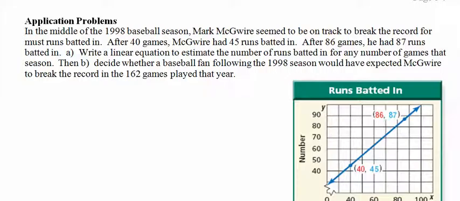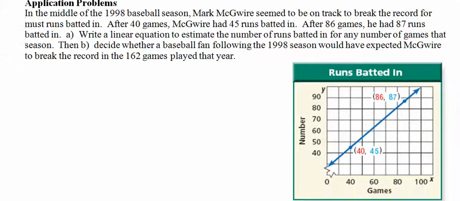In the middle of the 98 season, Mark McGwire seemed on track to break the record. After 86 games, he had 87 runs batted in. That's a lot. Write a linear equation to estimate the number of runs batted in for any number of games that season. So we've got to get our points first.